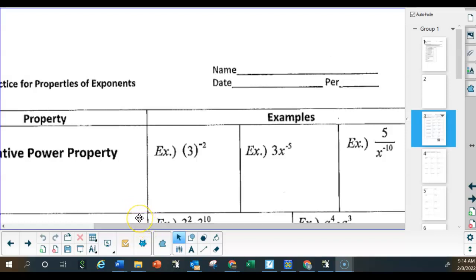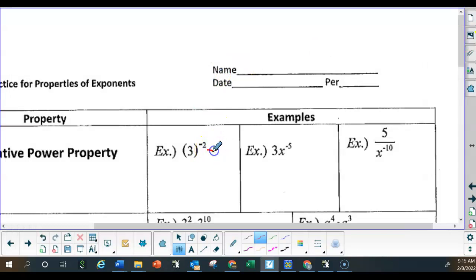So, if you have a negative exponent, the negative exponent states that we have a fraction. So this first one is equal to 1 over 3 squared, and we want to continue to simplify that and make it 1 over 9.